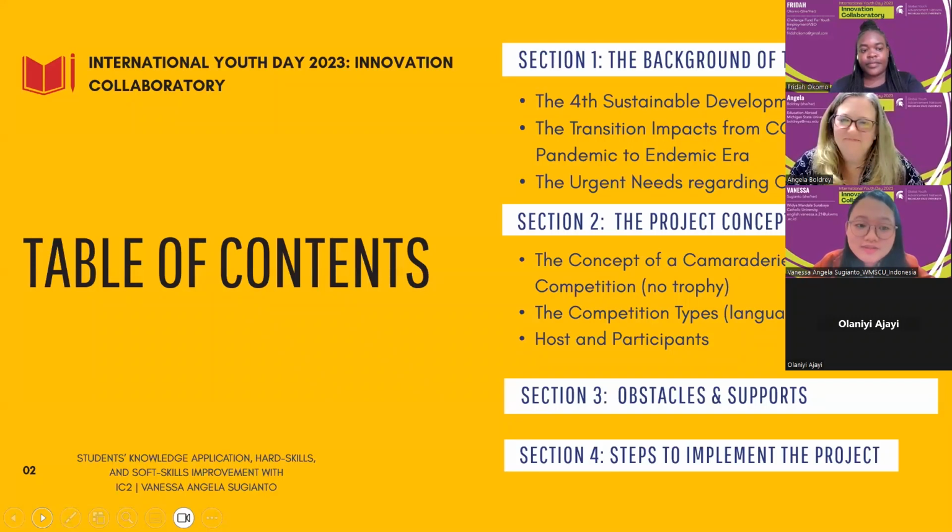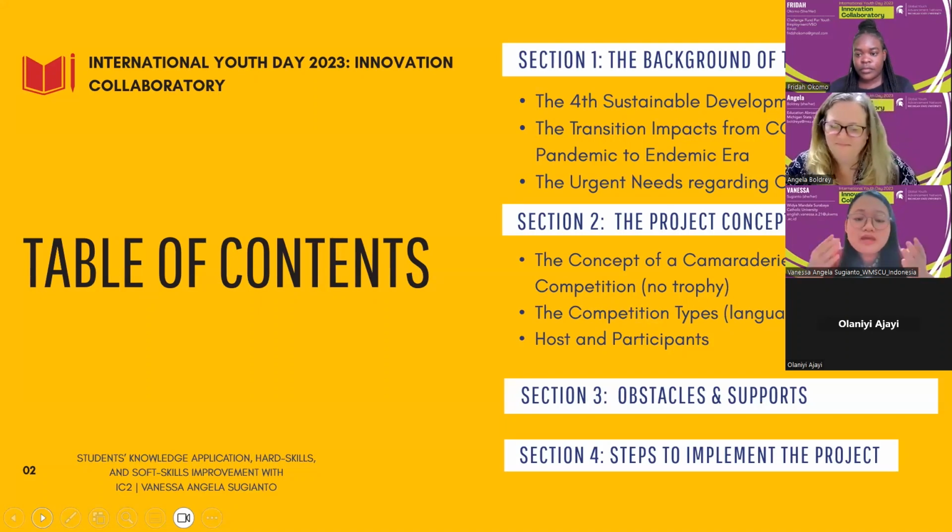So this is our table of contents. I will divide my presentation into 4 sections. The first one is the background of the project with details that you can see on the screen. Following it, we have the concepts of the project. And in section 3, we have the obstacles that we may face and the supports that we may have as the solution for the problems. And last but not least, we will discover the steps to implement the project. Next slide, please.